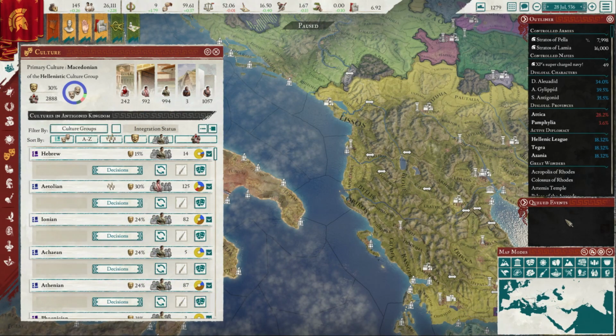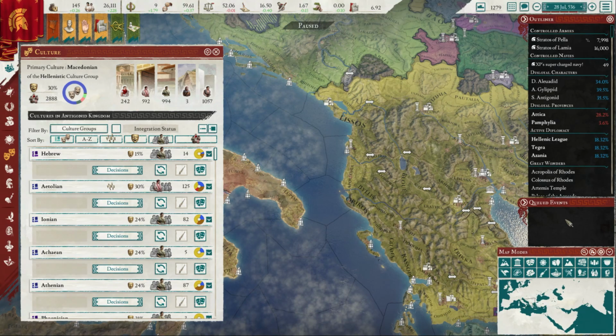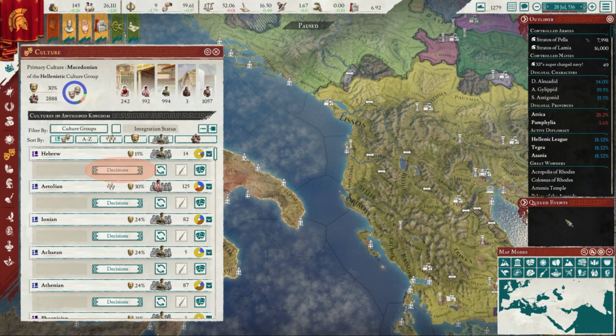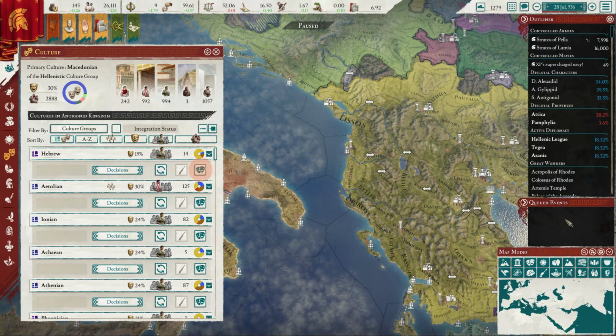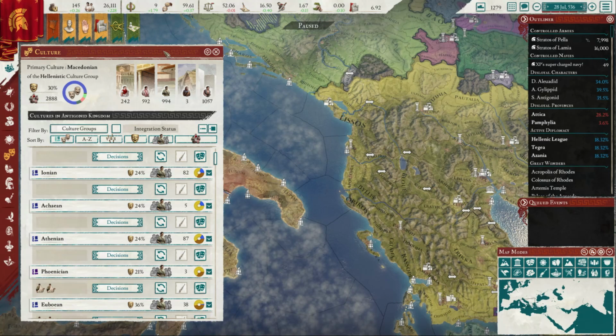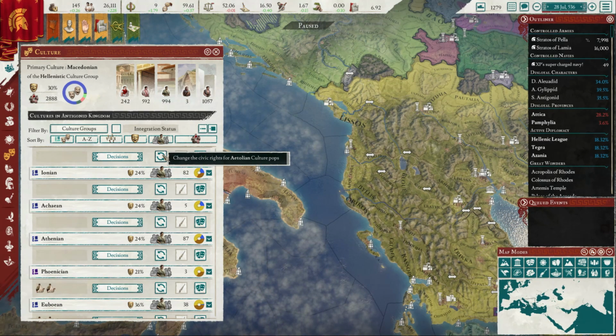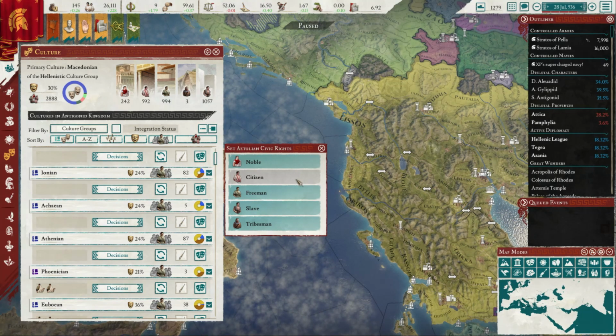In this tab you can see your realm's primary culture, your overall number of pop types, the cultures present in your realm, along with the number of pops and types of pops that belong to each culture. You can also enact certain decisions for each culture, set a culture's civic rights, as well as find the location of all the pops that are of a certain culture. Now the most important part of this tab is the civic rights section. It is here where you set the civic status of pops that are of a certain culture.